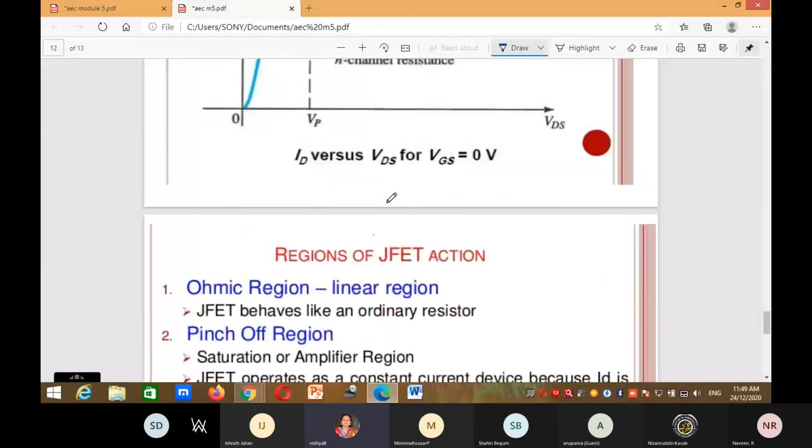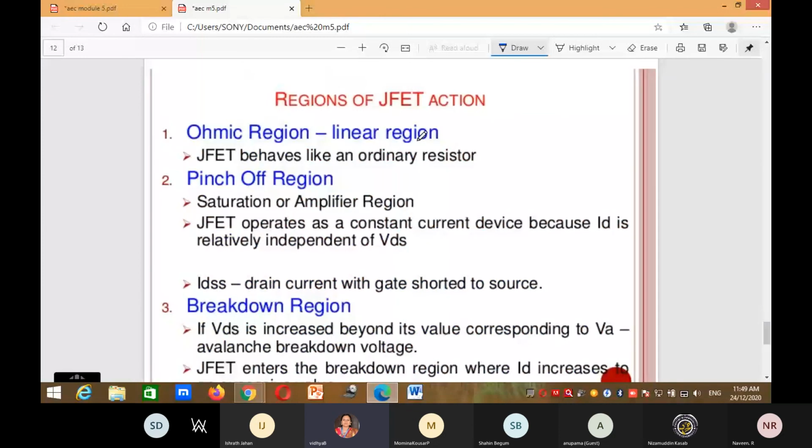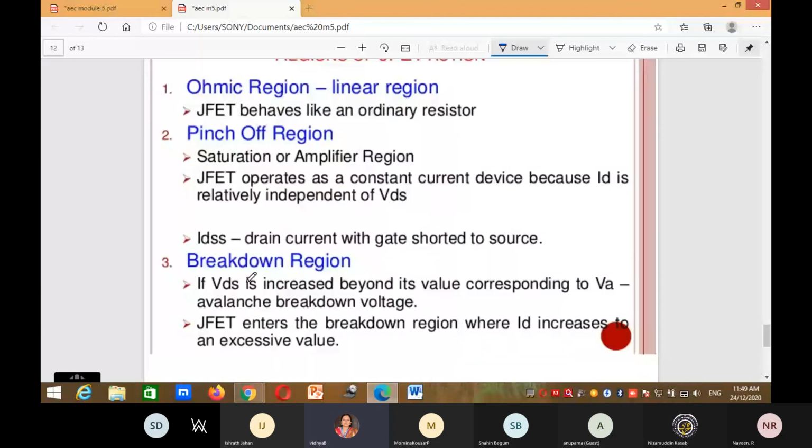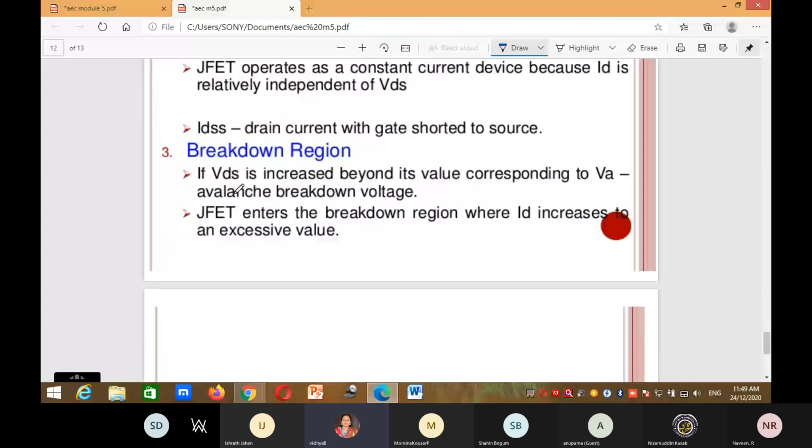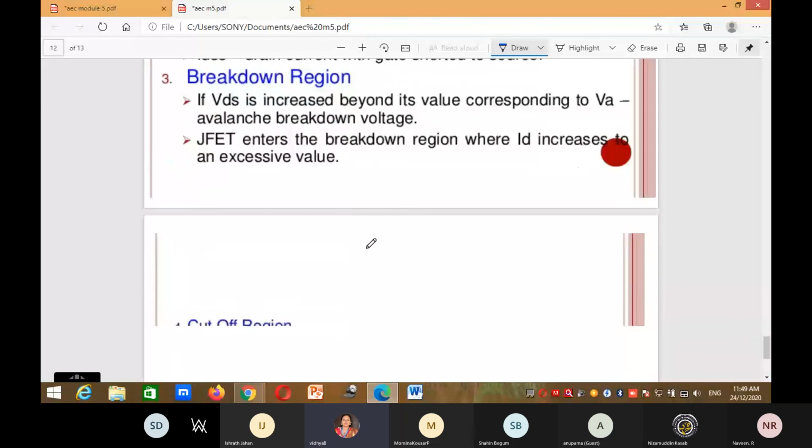These are the regions of JFET operation. Ohmic region, linear region: the JFET behaves like an ordinary resistance. Pinch-off region, saturation or amplifier region: the JFET operates as a constant current device because ID is relatively independent of VDS. IDSS is the drain current with gate shorted to source. Breakdown region: if VDS is increased beyond the value corresponding to the avalanche breakdown voltage, the JFET enters the breakdown region where ID increases to an excessive value.